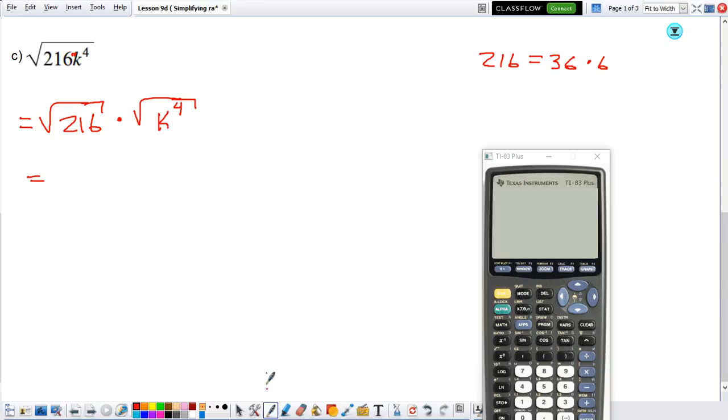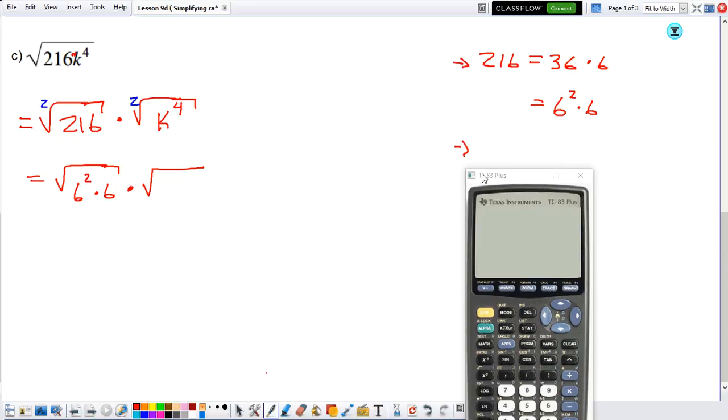Because I know that my root is 2. So I want to see if I can rewrite that 216 as the second exponent. I know that 36 is 6 to the second. So I can rewrite 216 as 6 to the second times 6. So let's rewrite that. 6 to the second times 6 times. Now, let's look at the second exponent again. There's an imaginary 2 there. That's your root. Is there a way for me to rewrite that k to the 4th as exponents of 2?